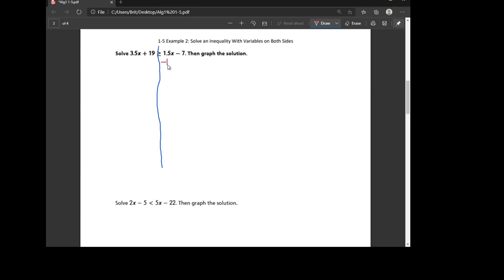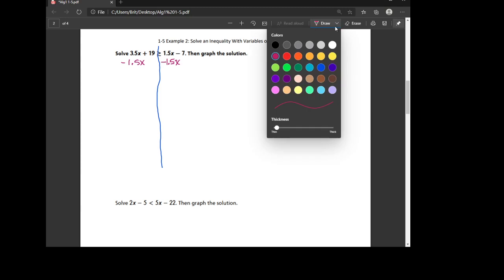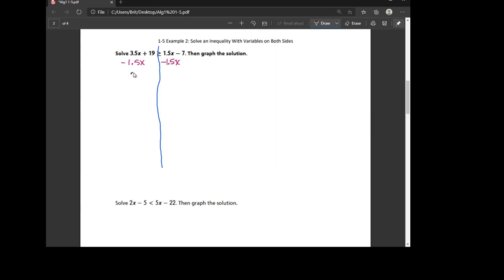So in order to do so, I'm going to subtract it because it is currently positive on that side of the equation. And I'm a little nervous about these decimals, but you'll find that when I go to do this subtraction, it'll get rid of that decimal, and that's a little less overwhelming. So when I do 3.5 minus 1.5, I get 2. So the expression turns into 2x plus 19 is greater than or equal to negative 7.